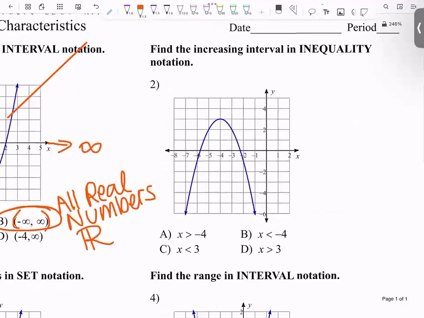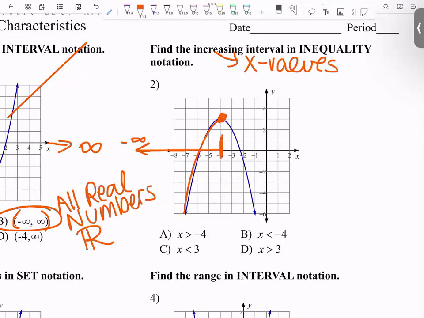Okay, number two, we're looking for where it is increasing. So it's increasing on this left side, and then it stops increasing at the vertex. So when we're talking about increase and decrease, we use the x values, just like with domain. So this starts increasing when x is -infinity, and then it's going to keep increasing all the way to -4. And then after that, it would be decreasing. So we would say everything less than -4. So we could say -infinity to -4.